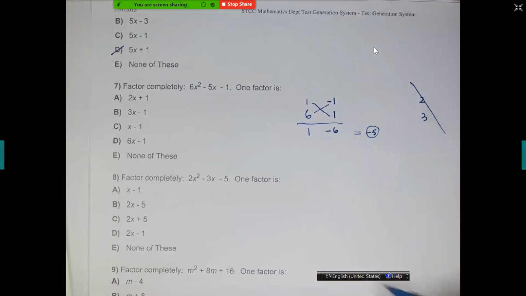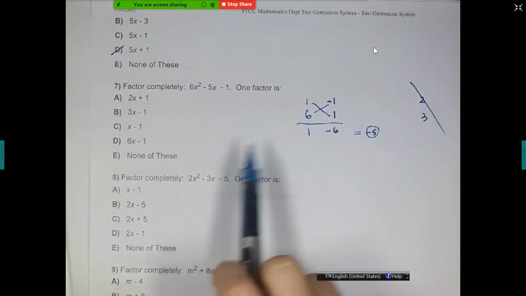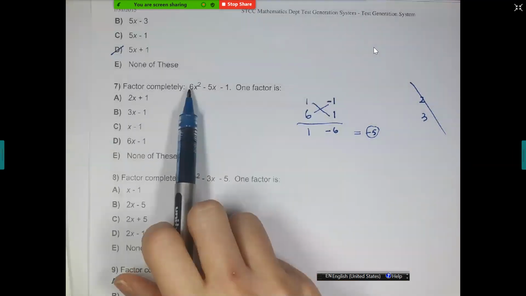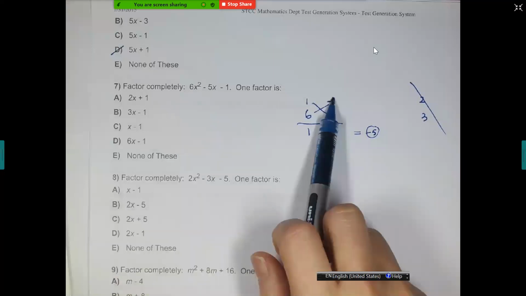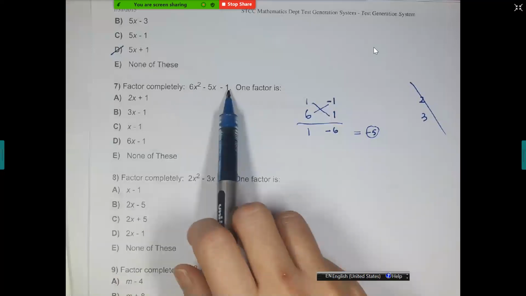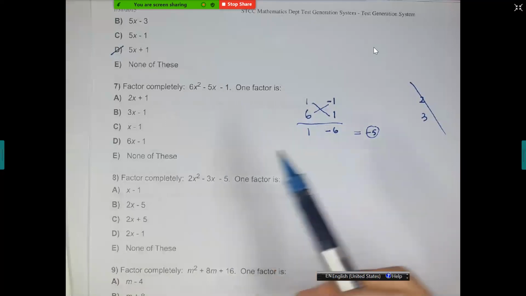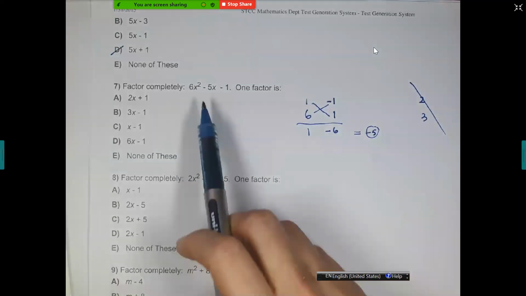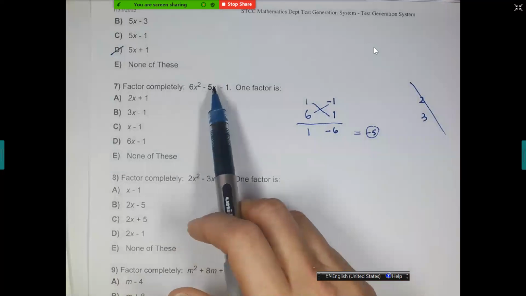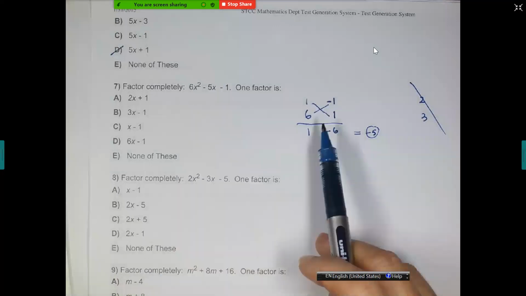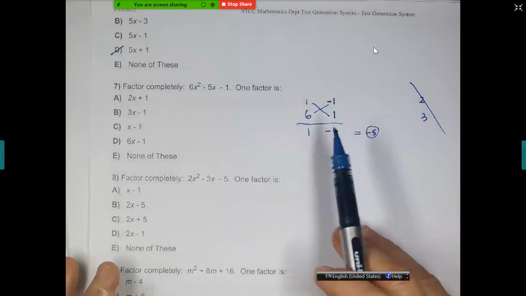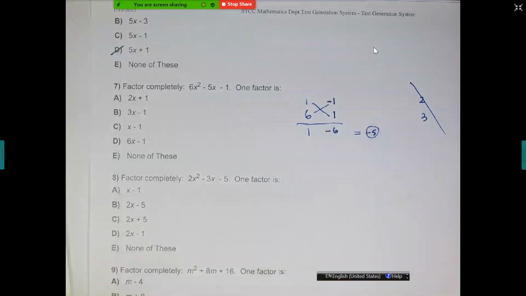So 2 times 3, that combination will never work. So there will be only one combination for the 4 numbers: the first 2 numbers, product is 6, the last 2 numbers, product is negative 1. Then when I cross multiply and total them, the sum should be negative 5 here. There is only one combination. Once you get it, you don't have to go through the other possibilities. None of them will work. This is the only working one.